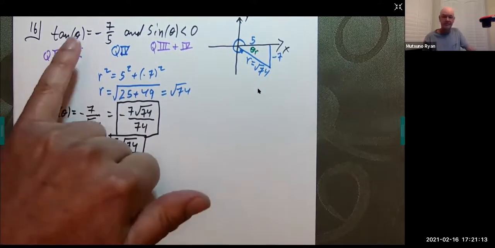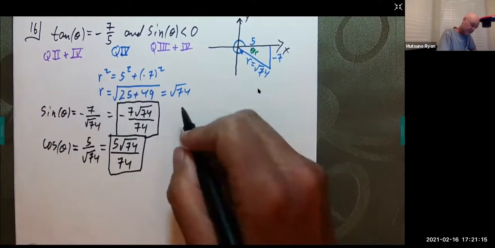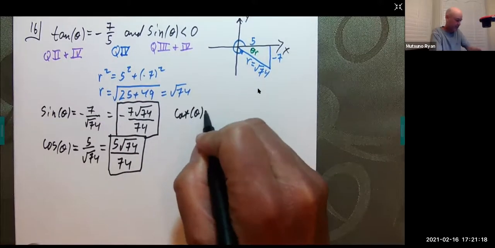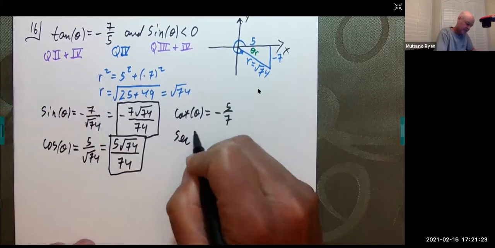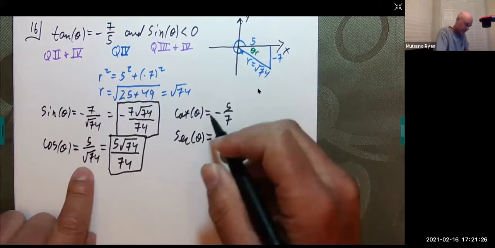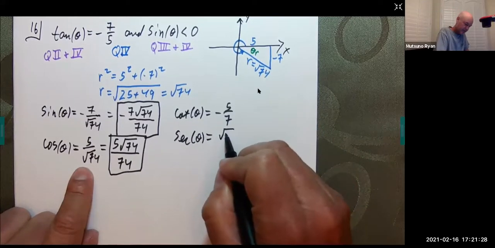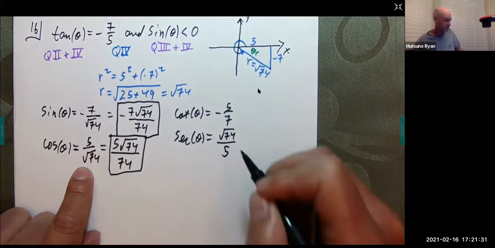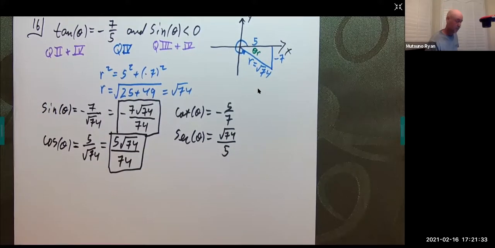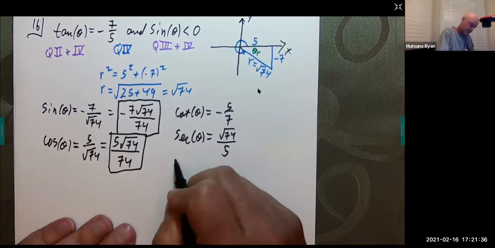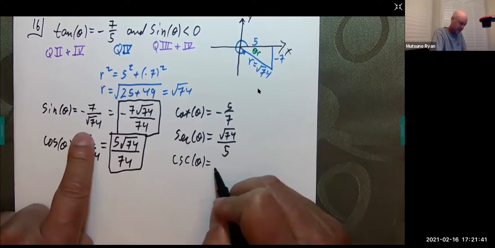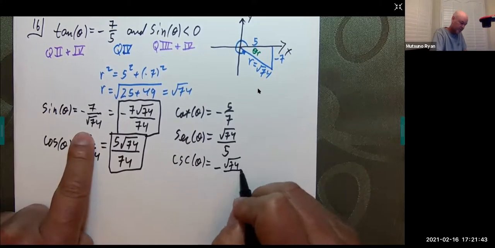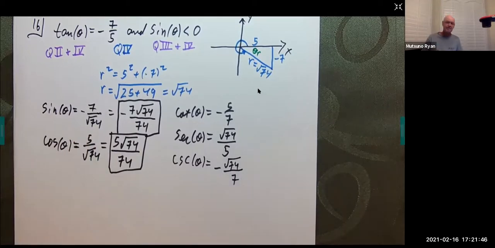Tangent we already have. Cotangent of theta is going to be the reciprocal of that, negative 5 over 7. Secant of theta is going to be the reciprocal of that, a positive root 74 over 5. Notice cosine is positive in quadrant 4, which it should be. The cosecant of theta is going to be the reciprocal of this here, so negative root 74 over 7. Not too bad once you get the swing of it.